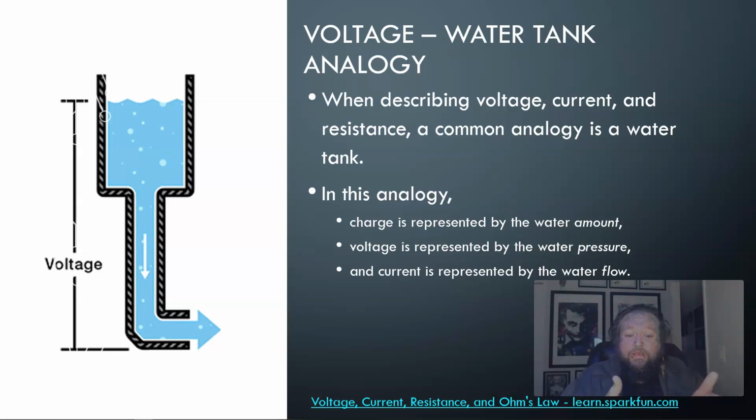So in describing current in this analogy, charge is represented by the amount of water that's in that tank. Voltage is represented by the water pressure. Usually when you have tanks, the weight of the water coming down causes pressure from the tank and through whatever connected hose, which will then allow for flow. And current represents the actual water flowing from that tank through the hoses.